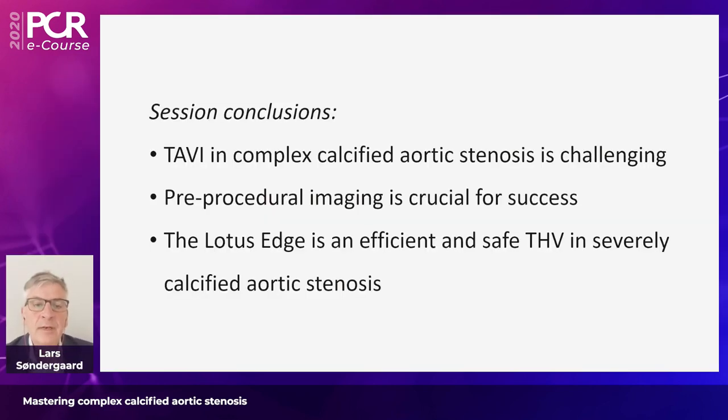So I think this session nicely addressed that TAVI in complex calcified aortic stenosis can be challenging. There's a risk of complications with paravalvular leak, annulus rupture, stroke, valve embolization, and so on. And also that pre-procedural imaging is crucial for success of the procedure to really understand the anatomy of these patients. And also we have seen that the Lotus Edge is an efficient and safe transcatheter heart valve in these severely calcified aortic stenosis, including patients with bicuspid aortic valve.